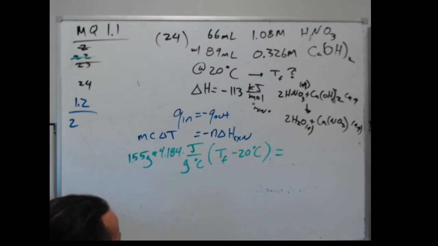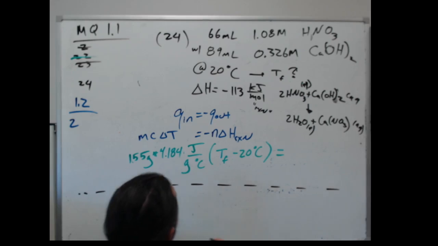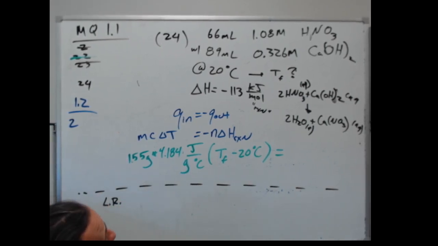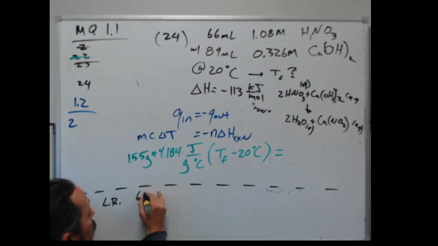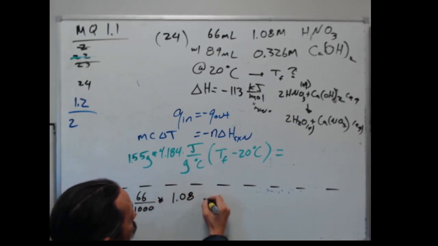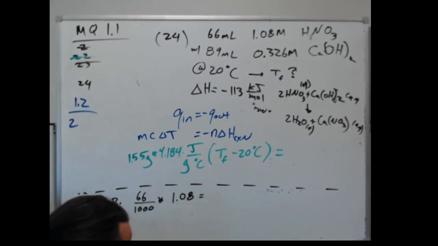So let's go ahead and do that again. I think I recorded that earlier, I can't remember. So we're going to do a quick little side note to figure out the limiting reactant. I'm going to do my 66 divided by 1,000 times 1.08. That will get me my moles of nitric acid.